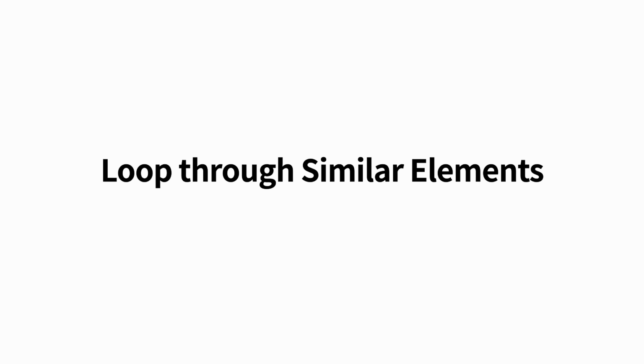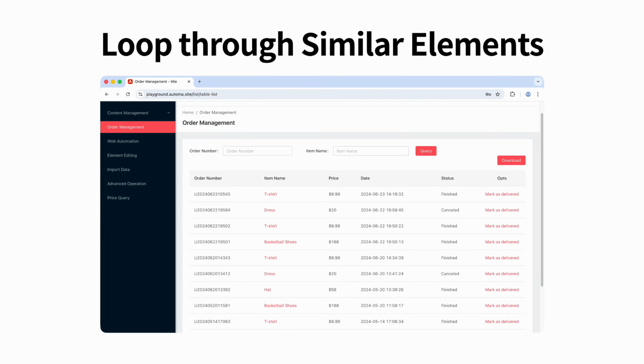Finally, let's cover how to loop through a group of elements. In the last lesson, we went over what an element is and the specific way to capture a single element. But in real-world work, you'll more often run into scenarios where you need to process multiple elements in bulk. For example, clicking all the Mark as Delivered buttons on a page or pulling the status of all orders. In cases like this, do we have to capture these elements one by one? Is there a way to grab multiple elements at once?